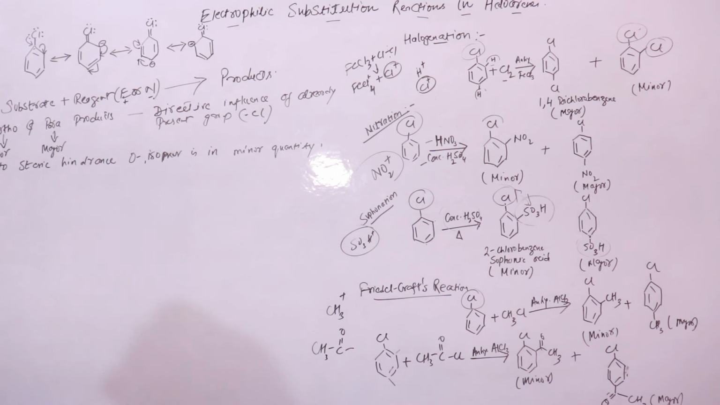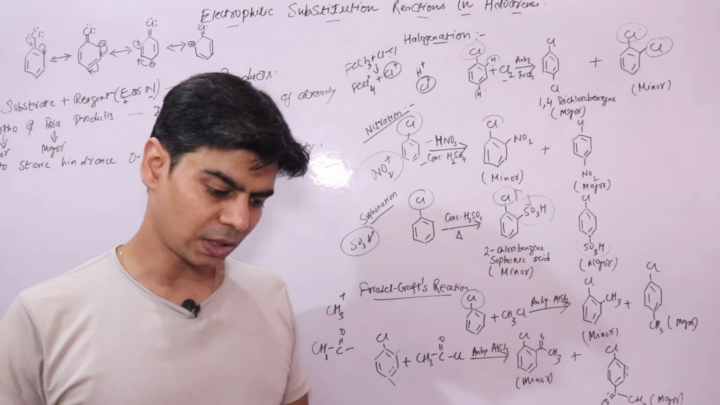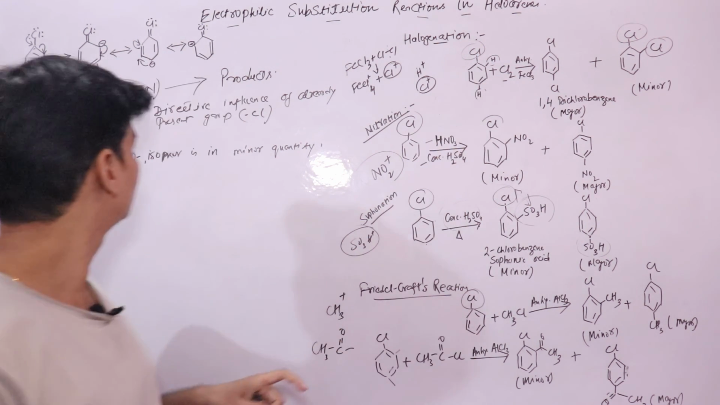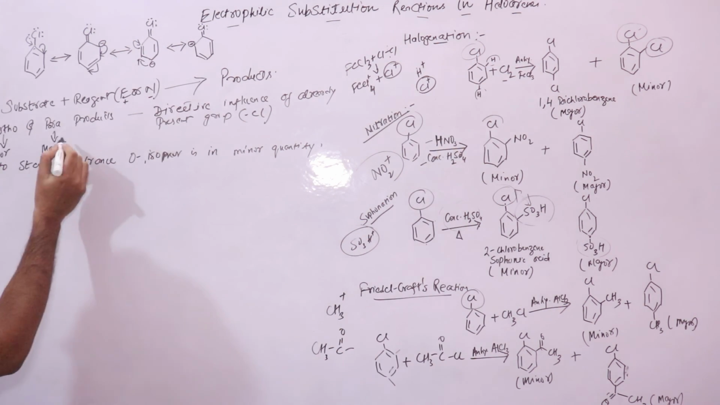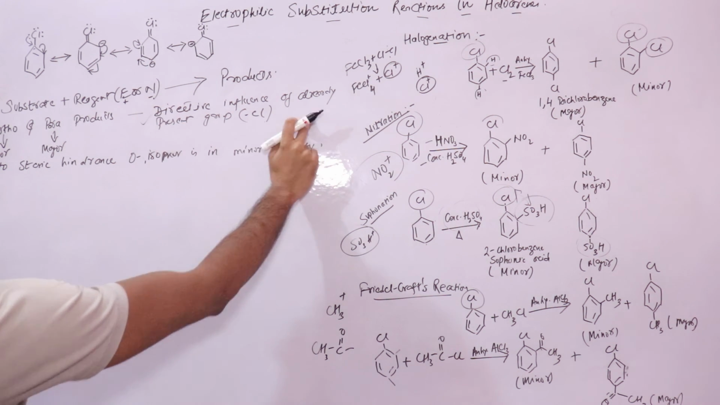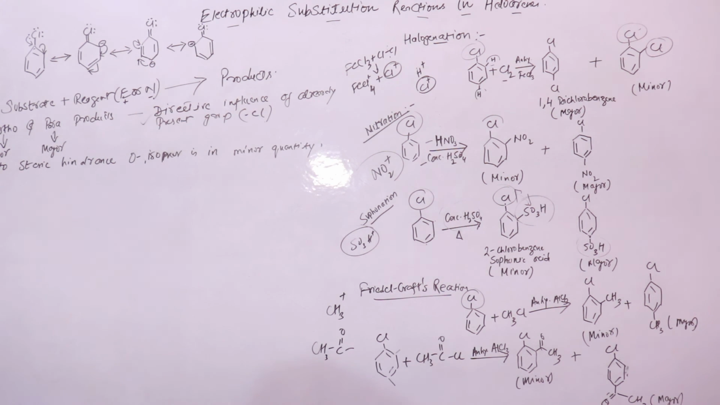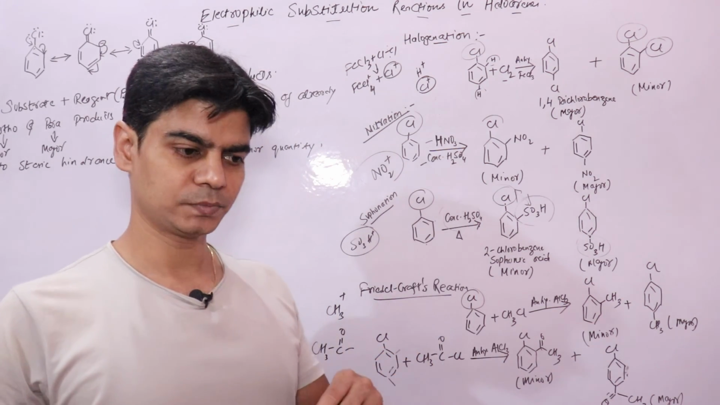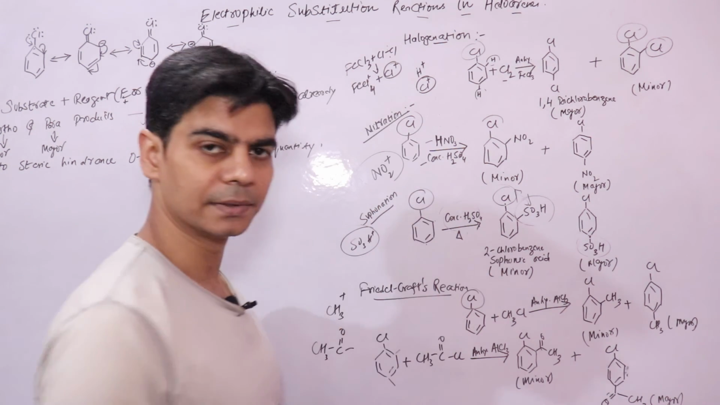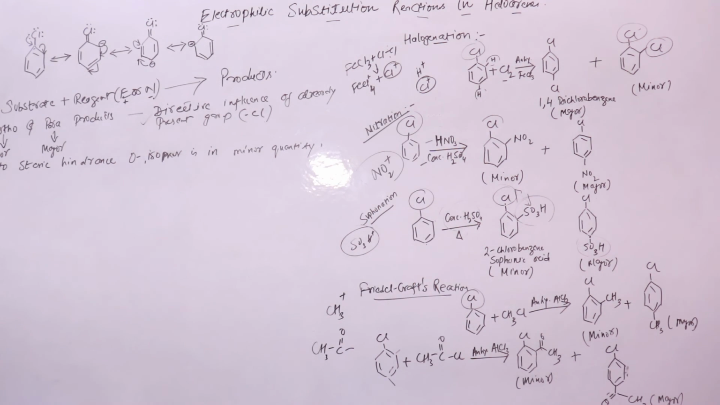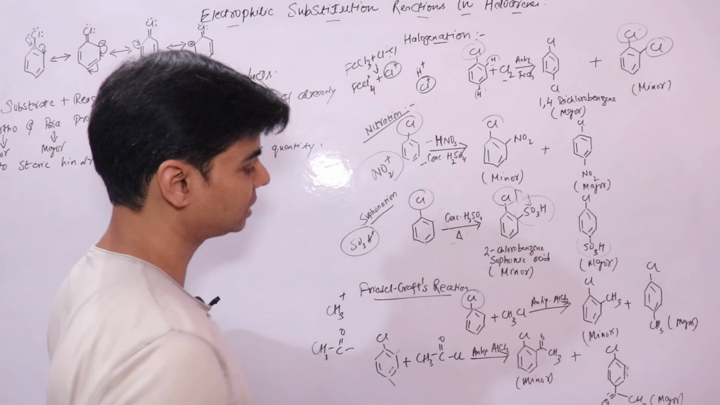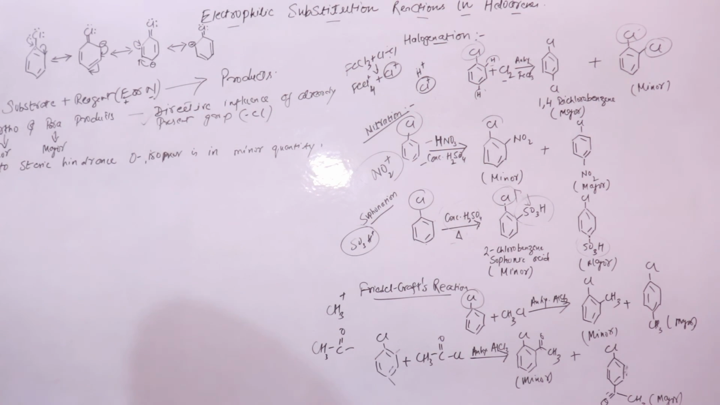Now we will understand the directive influence of the already present group. We said that the chlorine group, the halogen group, is ortho and para directing, right? And the other thing you can see here is that we are heating it. So the reaction conditions are drastic, right? You can see we are heating it, we are using concentrated acids, so heat is required here.